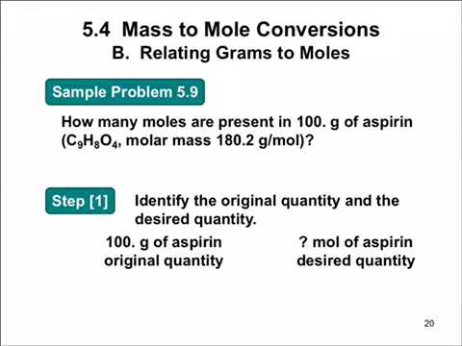So let's talk about how we do this. How many moles are present in 100 grams of aspirin? They tell us aspirin has the formula C9H8O4, and they tell us the molar mass is 180.2 grams per mole, which is great. They already tell us what that is. So, I'm going to take a look at my original quantity. That's that 100 grams of aspirin. And we want to know how many moles of aspirin this is.